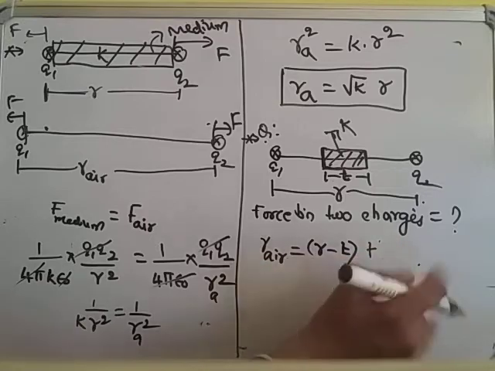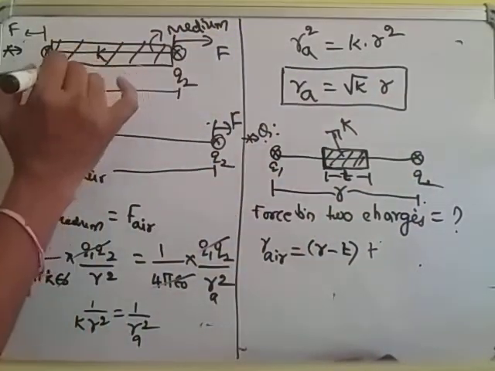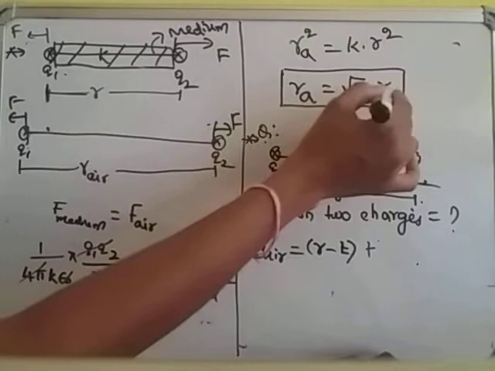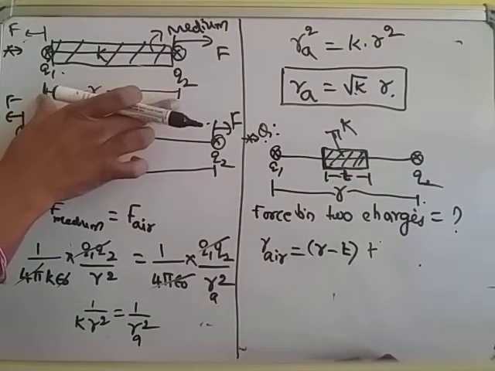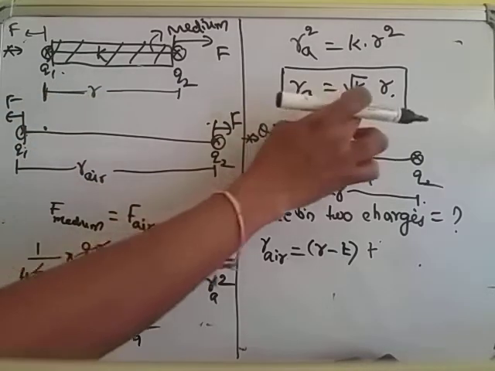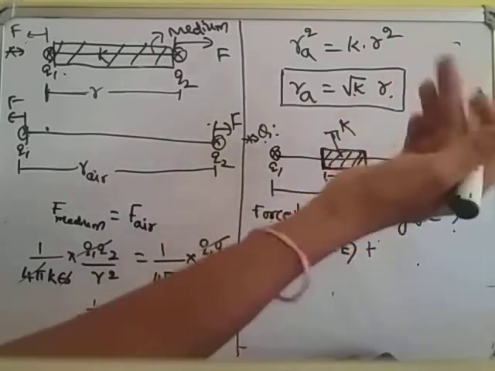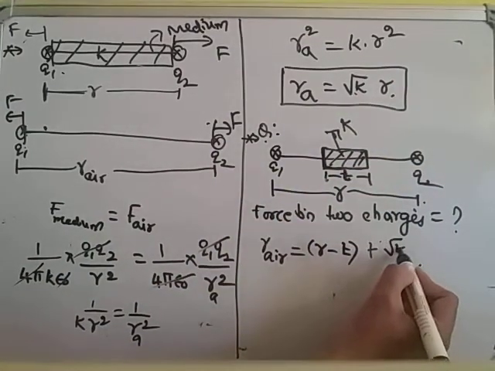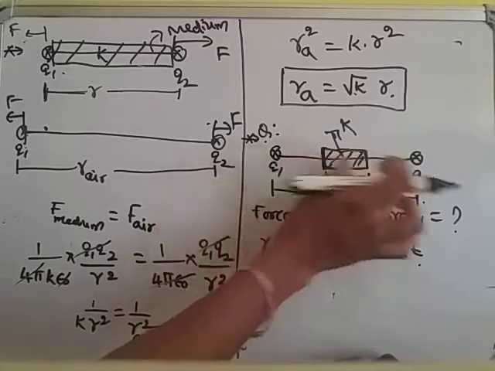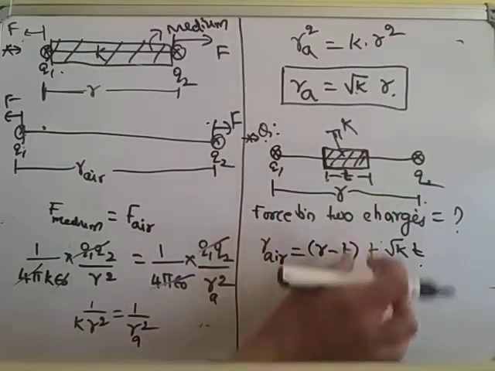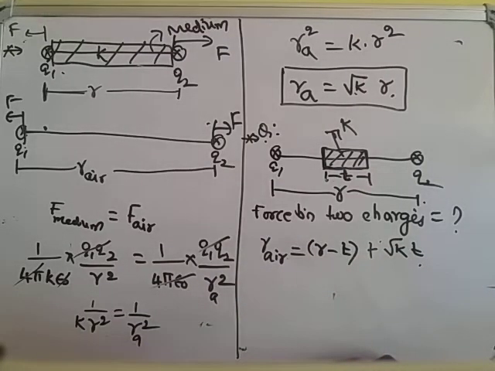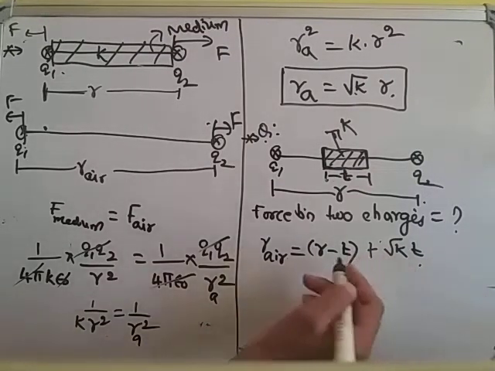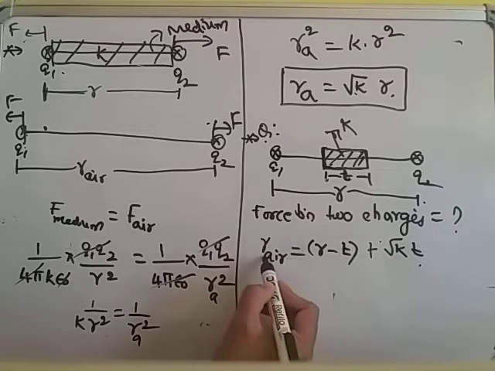Otherwise, we can write it like this. Here, if r is the thickness of the dielectric slab, the equivalent distance in air is root k r. Here t is the thickness, so the equivalent distance is root k t. Yes, r minus t is already in air, and t equivalent in air is root k t. Now the total equivalent separation in air is r minus t plus root k t. Then we get the air separation.